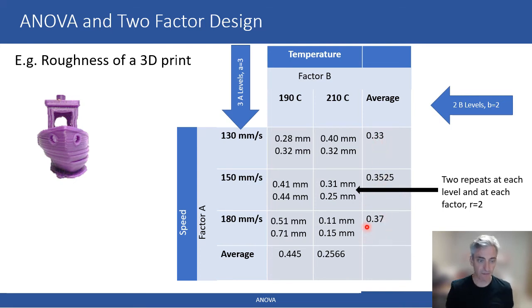But as I said, we don't know if this is statistically significant, and we haven't really analysed the interaction effects, so the diagonal along here. And that's why we're going to use now two-factor ANOVA.